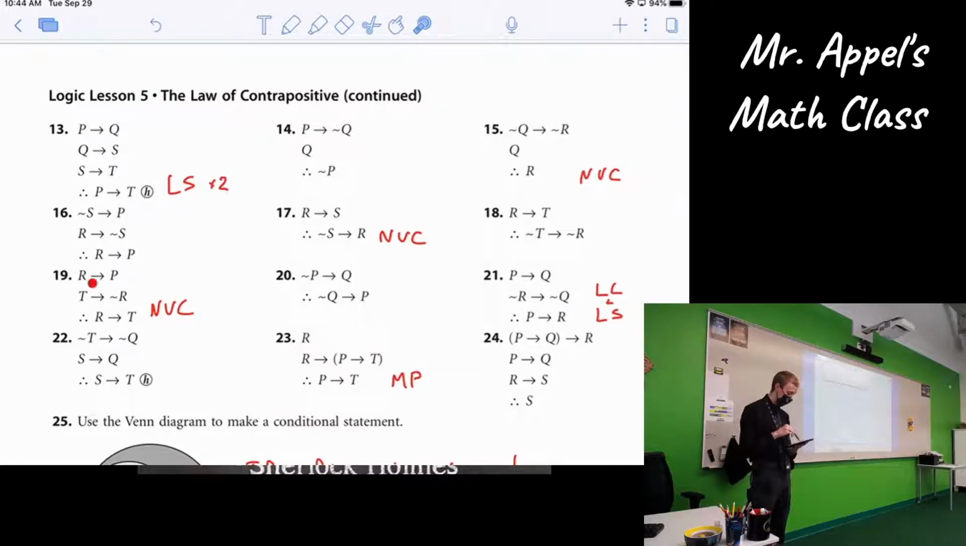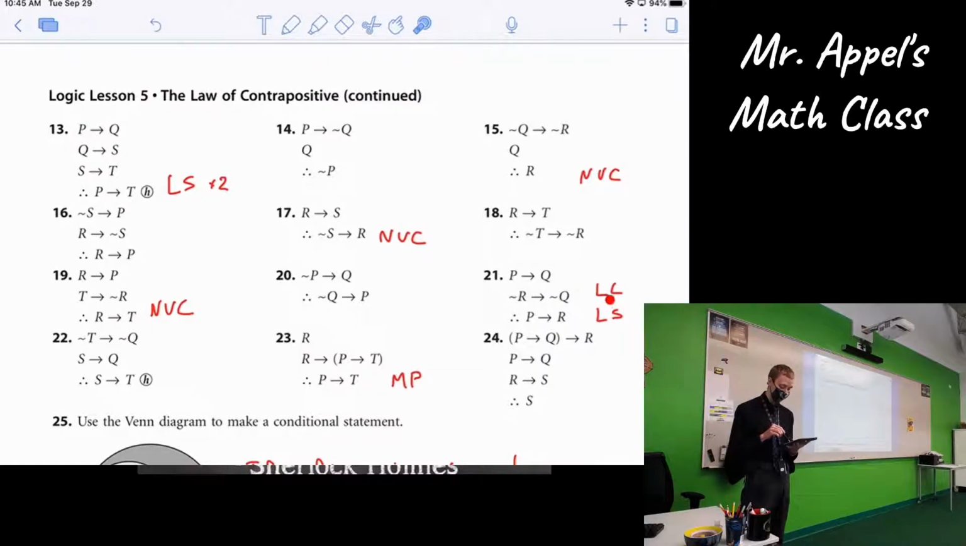Number 19, we've got also no valid conclusion here. You're trying to go for a law of syllogism there, straight from R to T, but these don't really match up there. You don't have a R goes to P, and P connects to nowhere. Got not R, that reverses it. Doesn't help us at all.